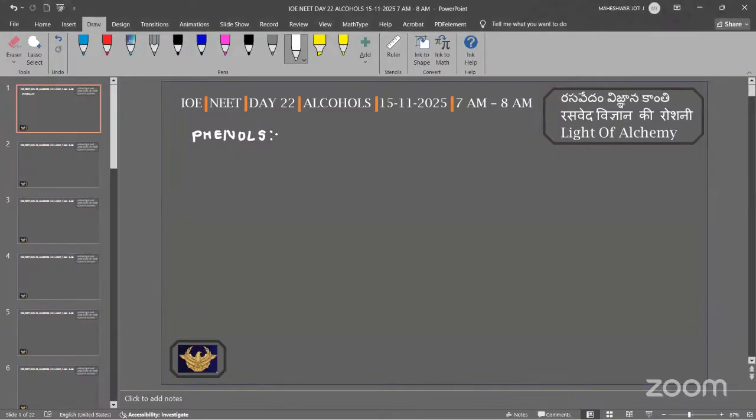Phenols. Preparation methods of phenols. Dow's process. We have discussed this in nucleophilic aromatic substitution reactions, or properties of chlorobenzene.